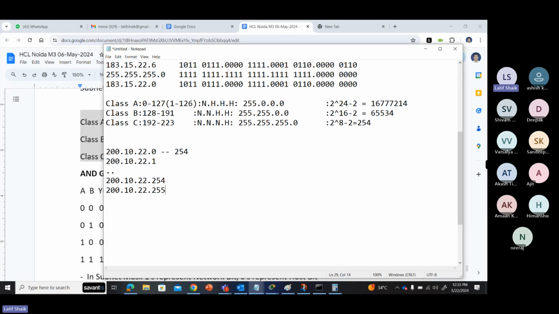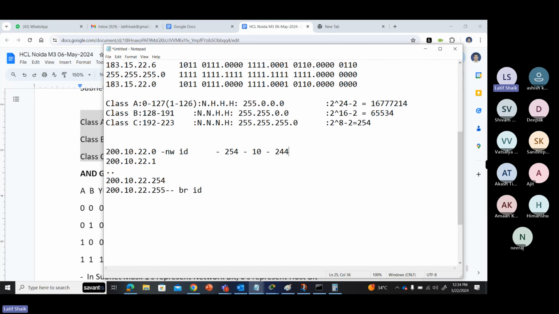Okay. Of course, this is a broadcast ID. We don't use it. And this is our network ID. But these are the 254 systems I'm getting in this single network. But how many am I using? Only 10. How many are wasted? These many I'm not using. But still I'm paying for 254 addresses. Understand?